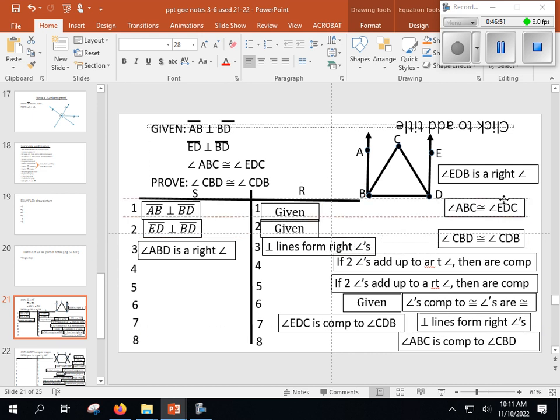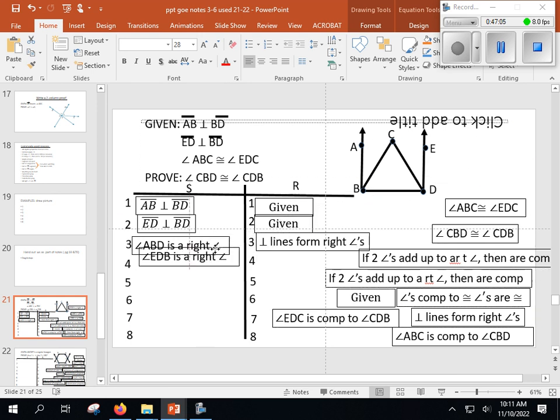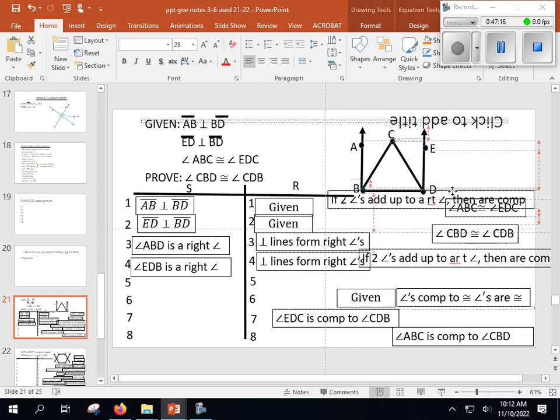Now, since he did it that way, we also want to say the other one, right? What other angle had to be a right angle? Look at your picture. All right, so let's drag it over there. How do we know it was a right angle? Same thing. Perpendicular lines form right angles. It'll be all right. Now, once we knew that both of them were right angles, then we went back to what?